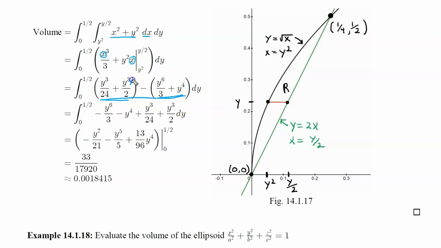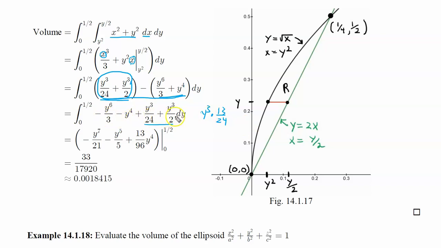Let's see, we can of course combine these two terms right here. Actually I don't have them combined down here, I still have them separated, but of course we could combine those if we wanted to. If I add these together, I would get y cubed times 13 over 24, right? 1 over 24 plus 1/2 is going to be 13 over 24, okay?